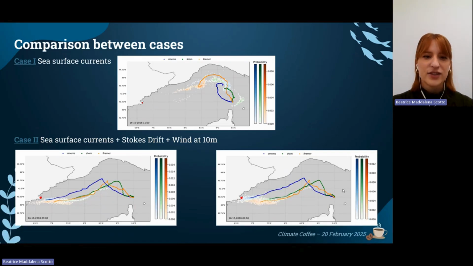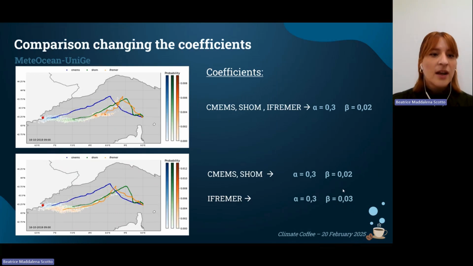Here, I've made just a little bit of comparison with the first case, only using sea surface currents, and the second case, improving this with Stokes drift and wind. And as we can see, the difference is quite obvious, and to see that these two components, the Stokes drift and the wind, give a huge impact on the simulation.